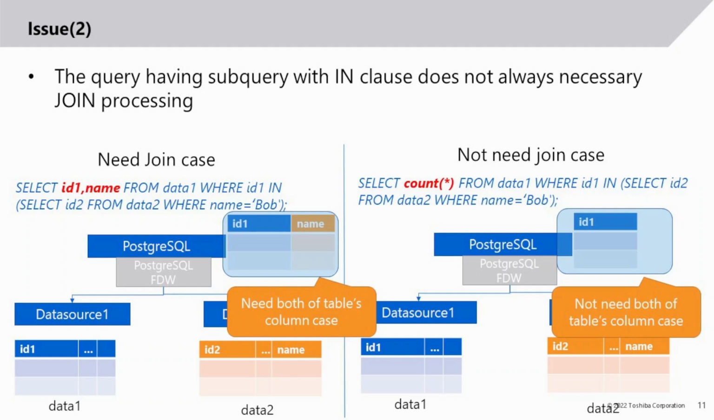This slide explains the need for join. For example, as shown in the figure on the left, join is necessary when columns from both tables are needed for the result. However, if the result requires columns from only one table, as shown on the right, there is no need to join. But current Postgres executes join in both cases. Next, I will explain the solution for the case shown on the right.